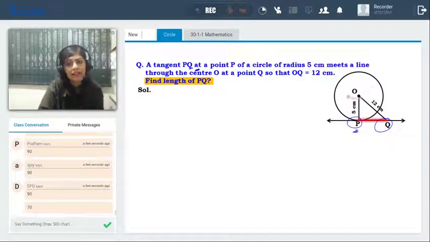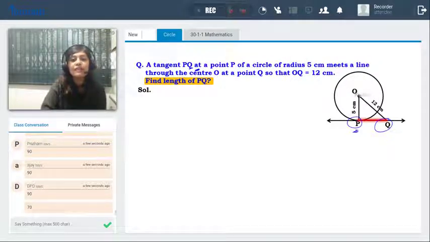Now we know the radius is 5, so definitely OP is 5. So a tangent PQ at a point P of a circle of radius 5 centimeter meets a line through the center O. So a line through center O has to be line OQ.